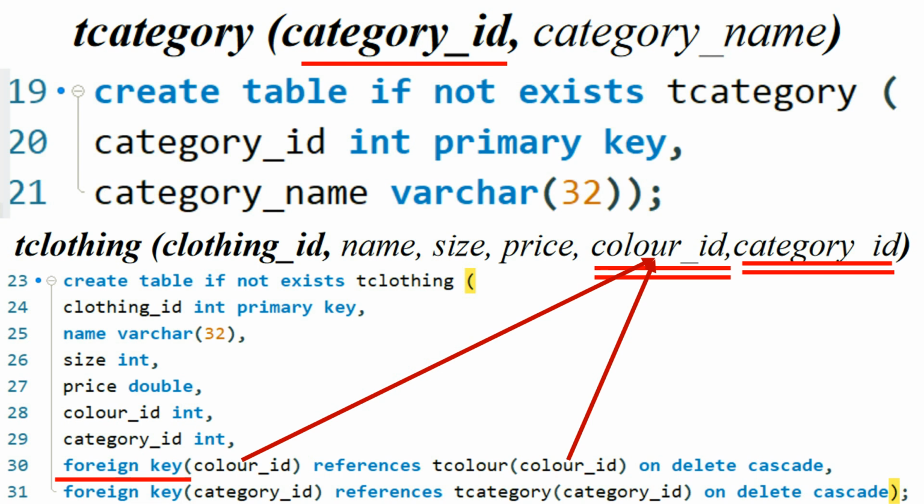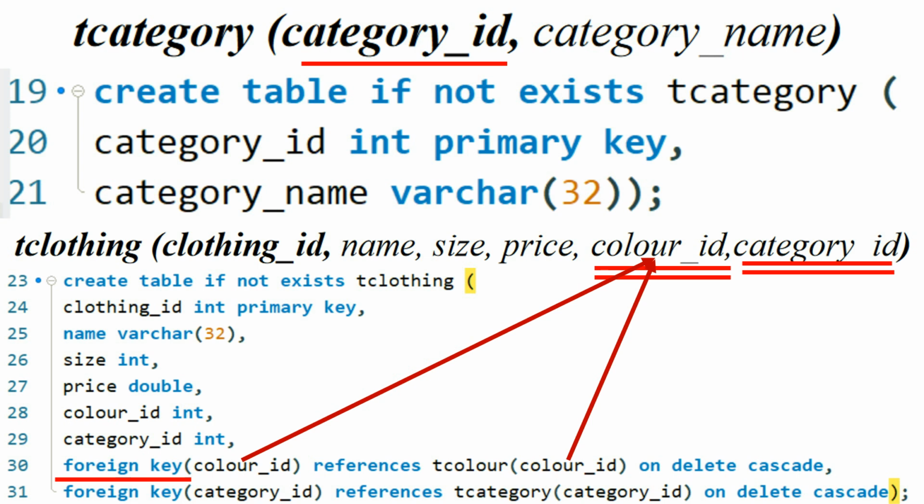Now, the trick might be that the color ID which we are referencing in T color might have a different name. So our foreign key may have a different name, but refer to a primary key or a unique attribute in a primary table. So that's how referential integrity is done. We refer to a unique attribute in the primary table, and it becomes a foreign key in the child table.